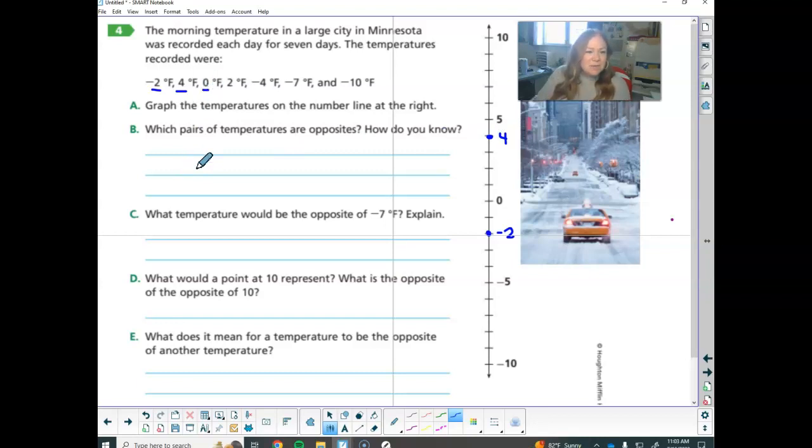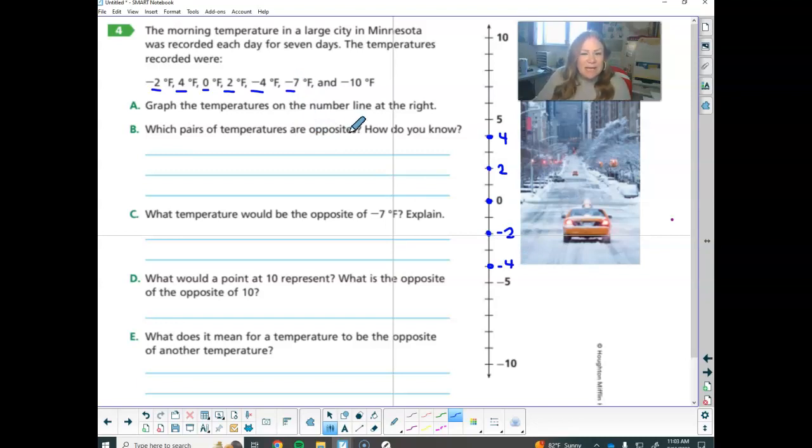Our next temperature is right on 0. Sounds like a very cold place to be. And it already has it listed out. Okay, next we have 2 in the positive direction. So starting at 0, going up 1, 2 units. Now we have -4, starting at 0, going down 1, 2, 3, 4, -4.